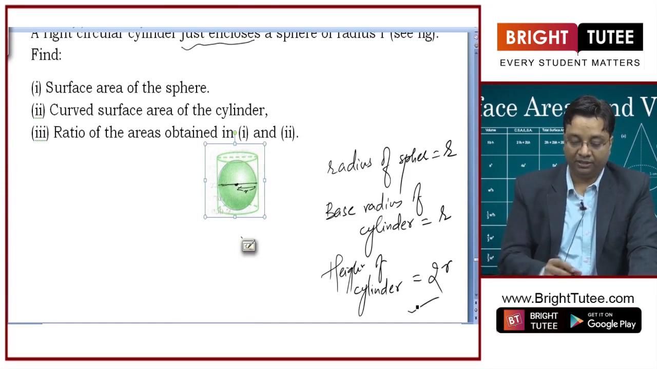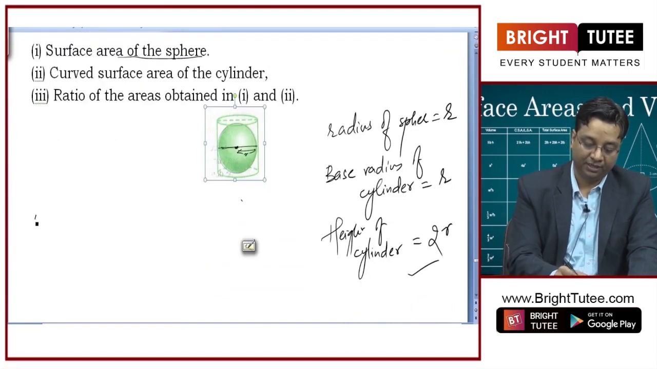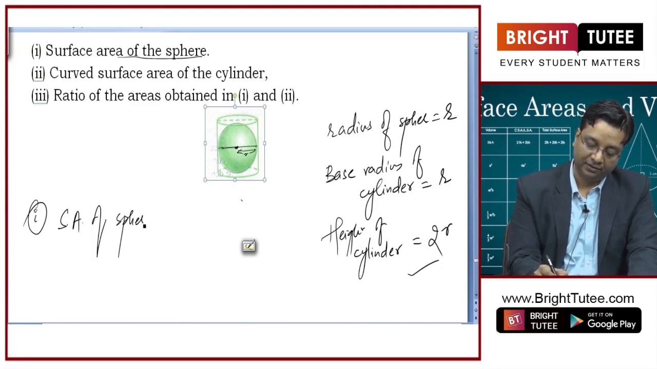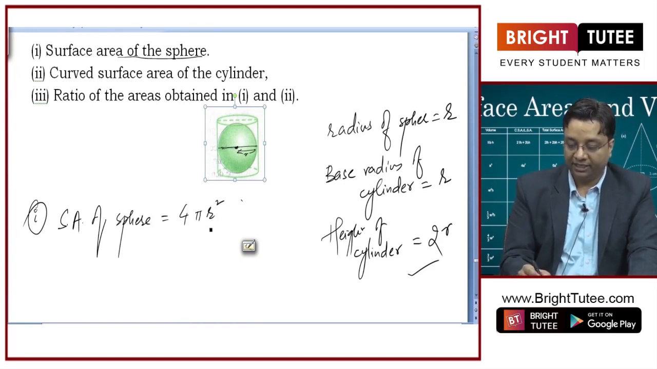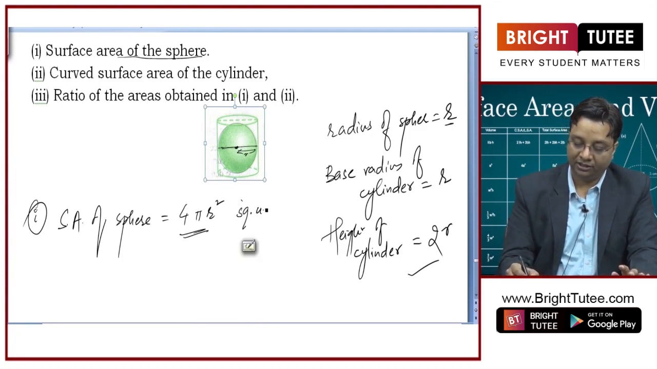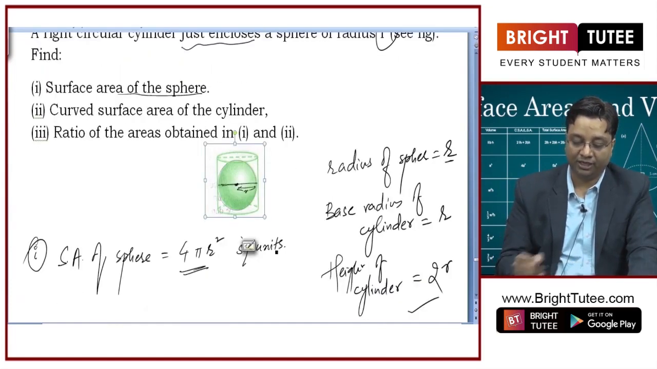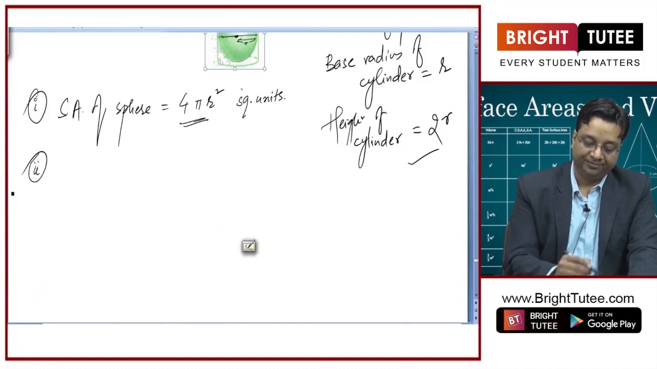Now once we know all this, surface area of the sphere, the only thing given in this question is radius r, right? So the surface area of sphere, first part, surface area of sphere is 4 pi radius square. So radius in this question is r itself. So this is the surface area of the sphere, 4 pi r square, and you will write square units because we don't know if it is centimeter, meter or something else. So we will write square units. What is the second part?